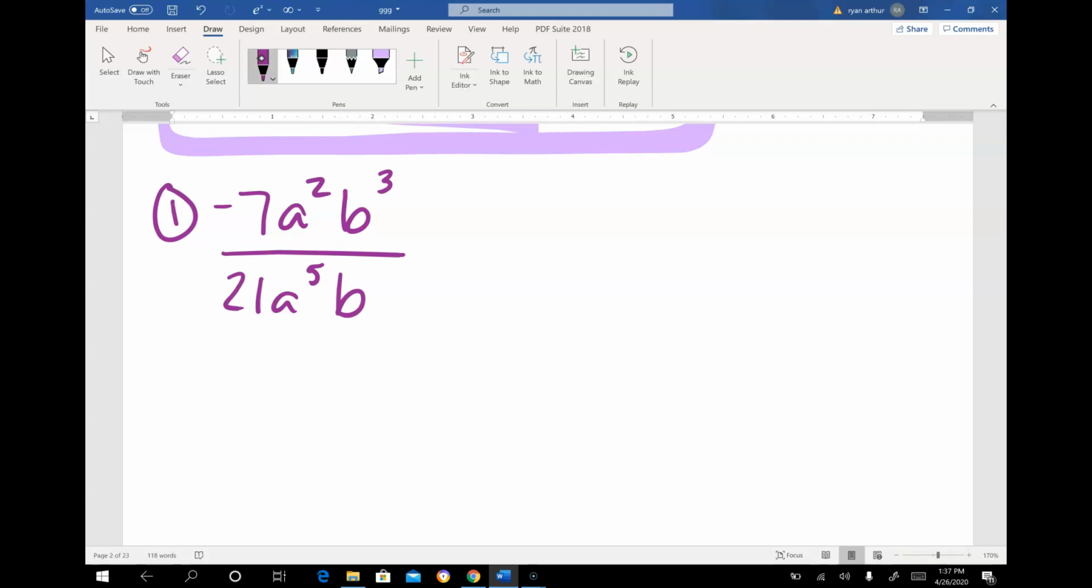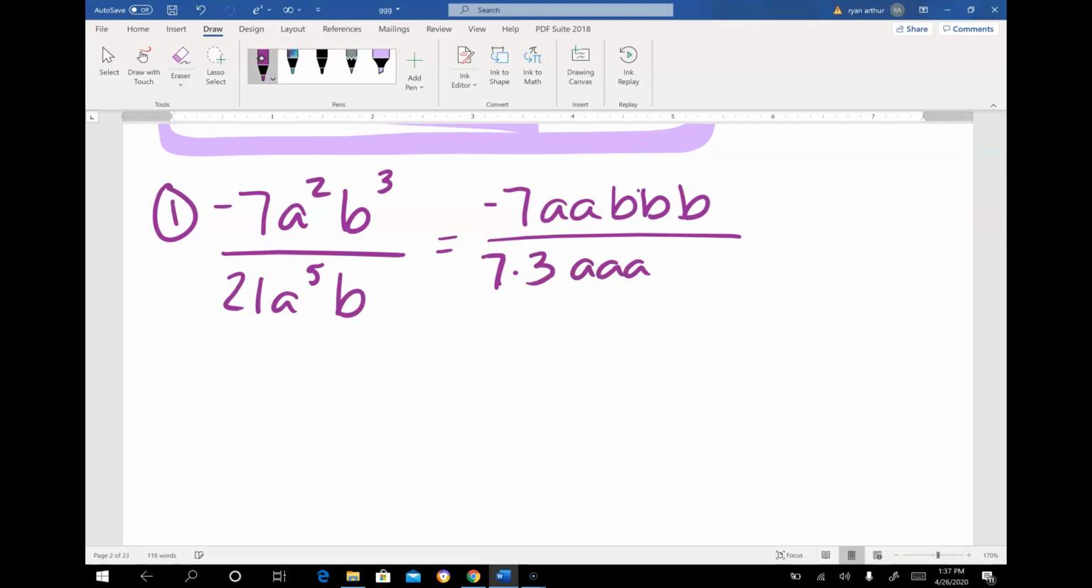So first step, find any GCFs. Do they have anything in common? Well, 7 has nothing. You can't factor 7. Now, you can factor a squared, and I'm going to do it just to show you how stuff cancels out. But a squared means that it is a times a. B cubed means it's b times b times b. Denominator 21 can be factored because it's not prime. That is 7 times 3. A to the 5th is a times a times a times a times a. And then you have just b.